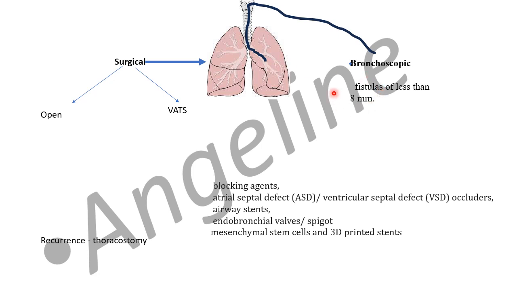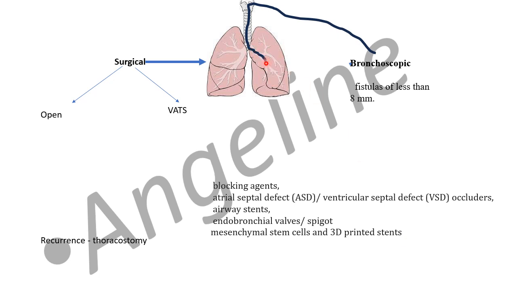But that you can do only when the fistula is less than 8 millimeter in circumference. What can you do through the bronchoscope? You can put blocking agents, or you can use occluders. You can put airway stents. Sometimes endobronchial valves and spigots have come. Finally, mesenchymal stem cells and 3D printed stents, which will exactly fit into the gap. It will neither cause pressure necrosis of the mucosa, nor will it be suboptimal to let a leak continue. They will be exactly printed, 3D printed stents can be used.